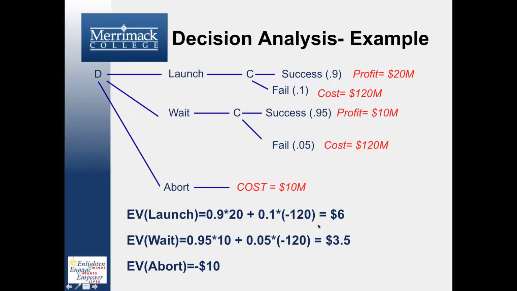Negative. Okay, so the best choice, it looks like, based on these numbers, in the simplistic example, is $6 million. And I should launch right now. Okay.